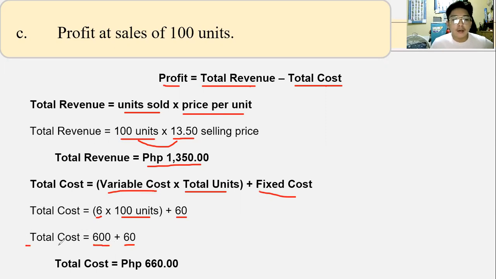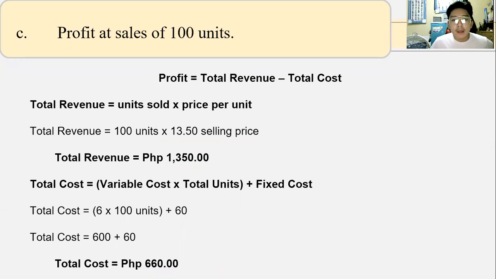So to get the total cost, we're just going to add the total variable cost and the fixed cost. So that would be 600 plus 60. 600 plus 60 is 660. So our total cost now is 660 pesos. Okay. So first we have the first requirement, then we have this one. Everything is clear, I suppose.